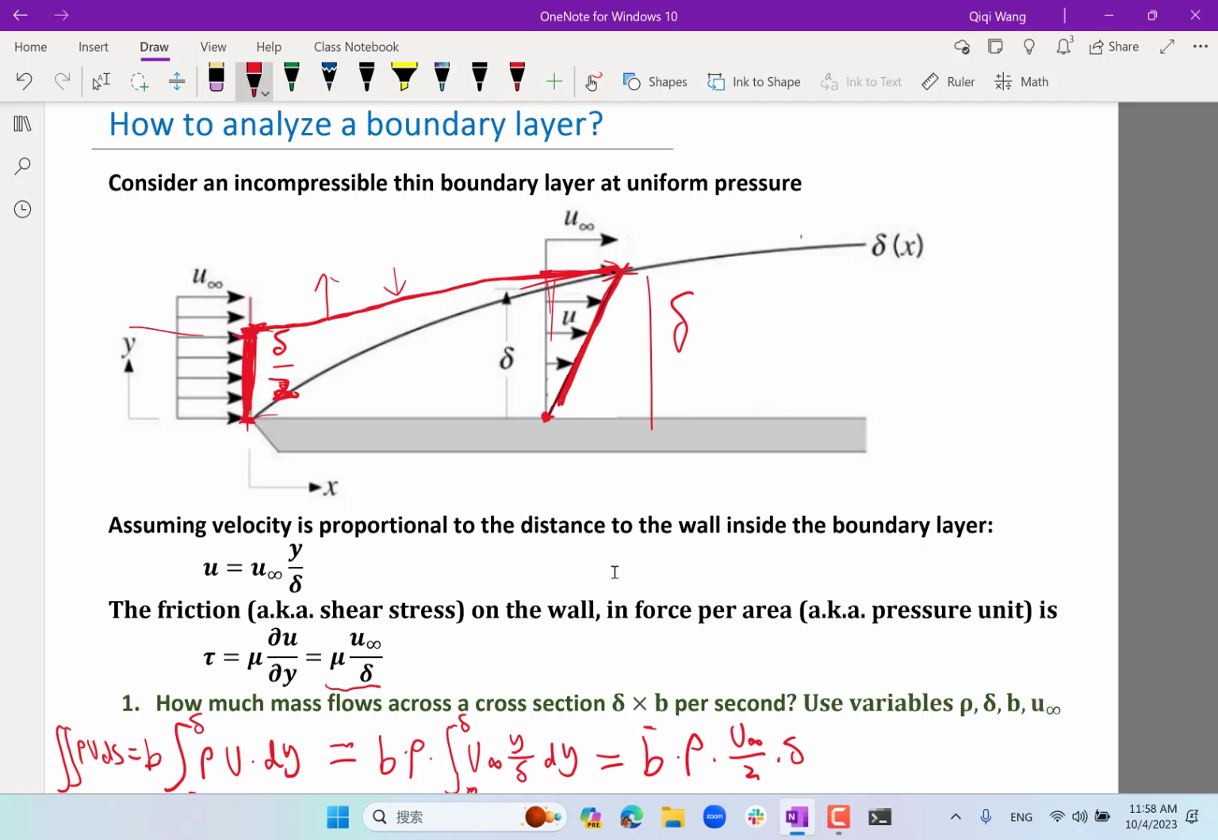And we're going to continue in the next lecture, not just looking at the mass balance, but also momentum balance, and start to define the different thicknesses of boundary layers.